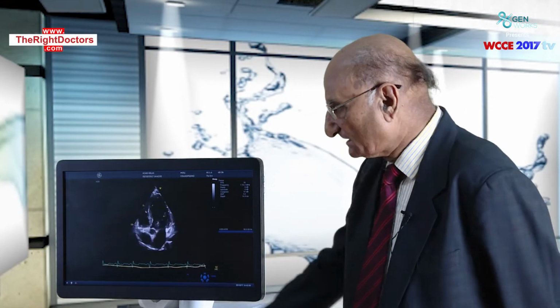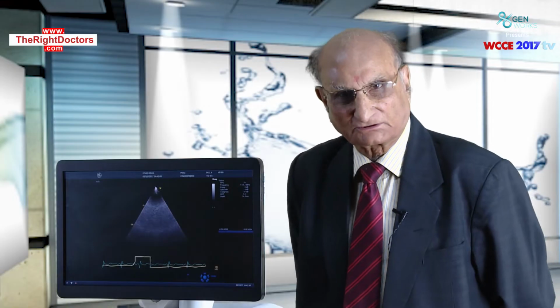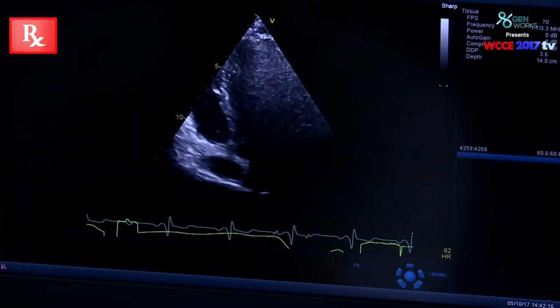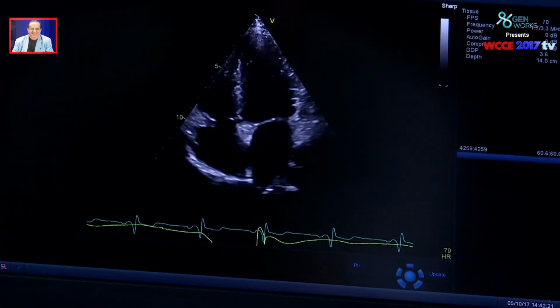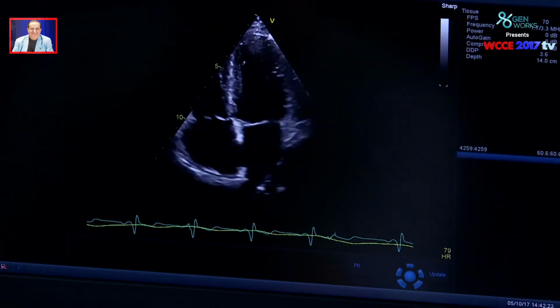Now, Doppler is based basically on three factors. One is a sound source, and the sound source in a Doppler is a transducer. The receivers are the millions of RBCs which are circulating in the body. Now, whichever view you take in a 2D echo, the transducer is always pointing from above downwards.